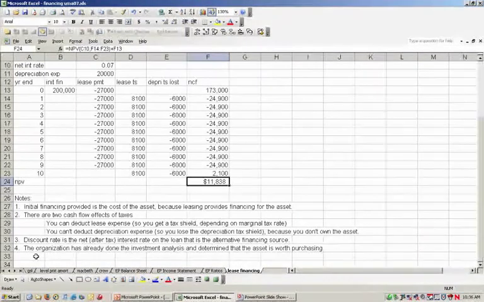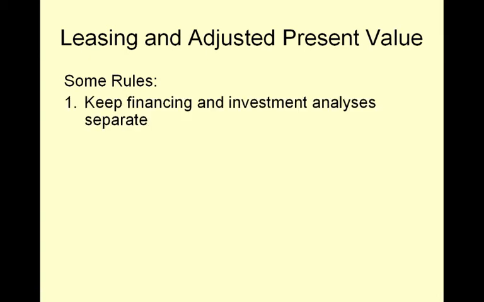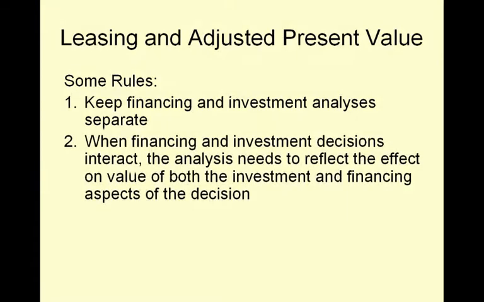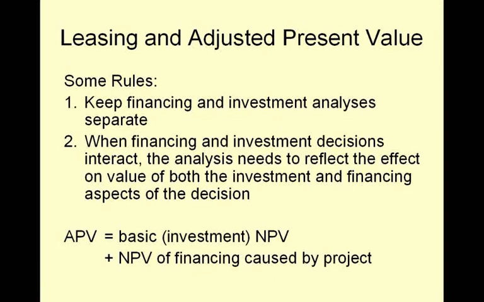Next, let's consider leasing and adjusted present value. Here are some important rules. In general, we want to keep financing and investment analyses separate. But when financing and investment decisions interact, the analysis needs to reflect the effect on the value of the firm of both the investment and the financing aspects of the decision. That is, the analysis must calculate an adjusted present value, which is equal to the sum of the basic or investment net present value and the net present value of the financing caused by the project.